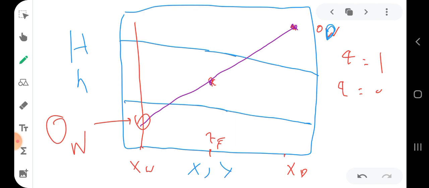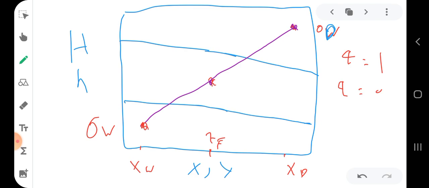So the intersection between this line, because you know that to draw any line I need two points. So if I have OD as I determined from the previous lecture, and we have the feed point, I can easily determine the OW point by the intersection with xW line. So this will be my OW.